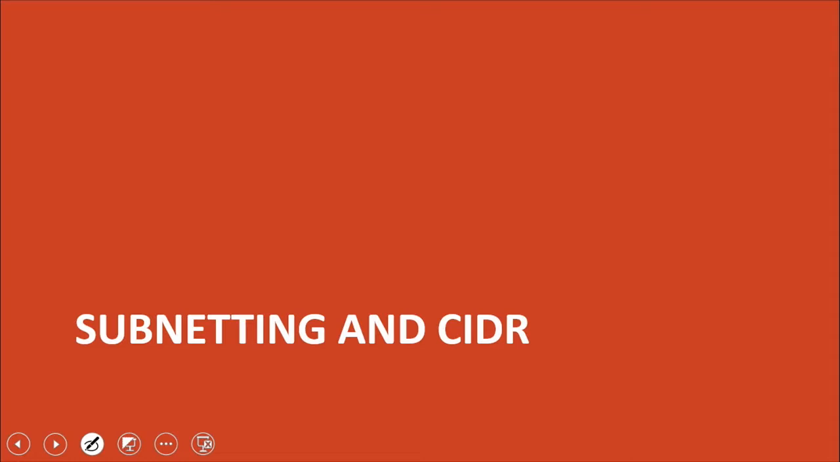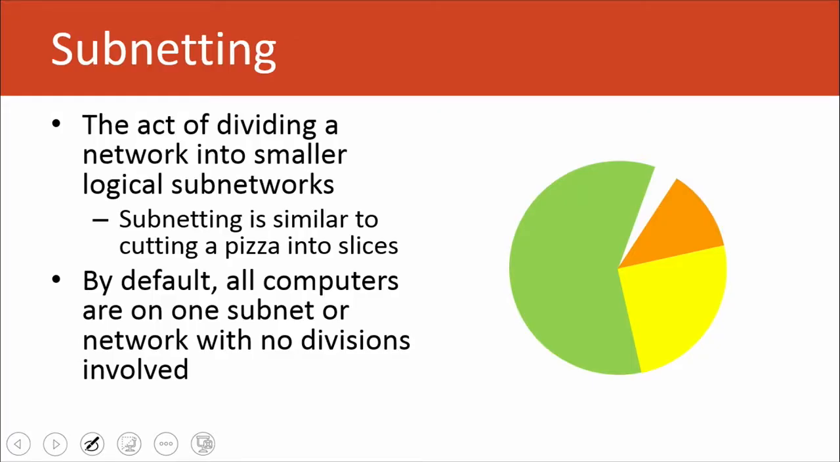All right, so lastly in our voyage through IPv4, we're going to talk about subnetting and CIDR. Subnetting is simply the act of dividing a network into smaller subnetworks. It's similar to taking a big old pizza and cutting it into slices, and the size of those slices differs based on the objective. You can make bigger or smaller slices. By default, all computers are like one big pizza. They're just one subnet or network with no divisions involved. So we have to make sure that we subnet them. That's where the term subnet comes from, by the way, in order to make sure that we efficiently use our IPv4 addresses.